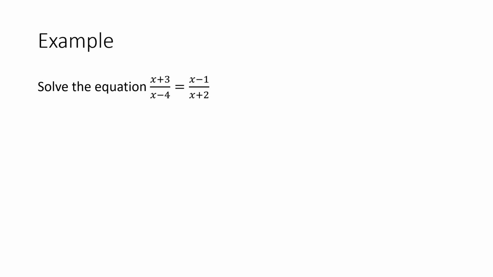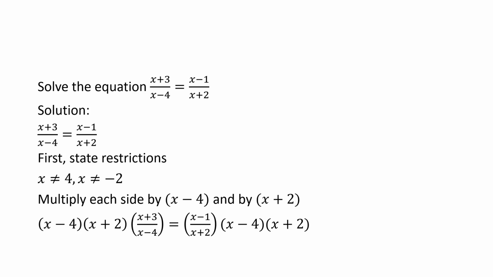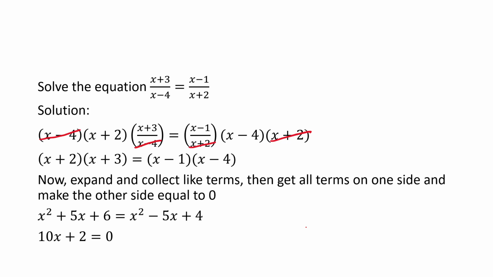What if we want to solve the equation shown here? Well, what we can do is first state our restrictions. x cannot equal 4 and x cannot equal negative 2. We can multiply both sides by both x minus 4 and by x plus 2. And in doing that, we're able to eliminate these factors on the left-hand side and eliminate these factors on the right-hand side. And we end up simply with (x plus 2) times (x plus 3) equaling (x minus 1) times (x minus 4). Some people call that cross-multiplying.